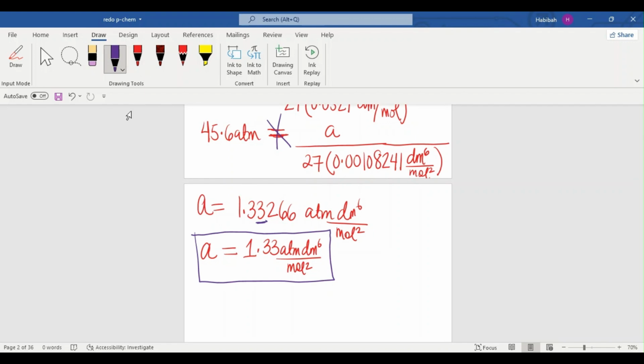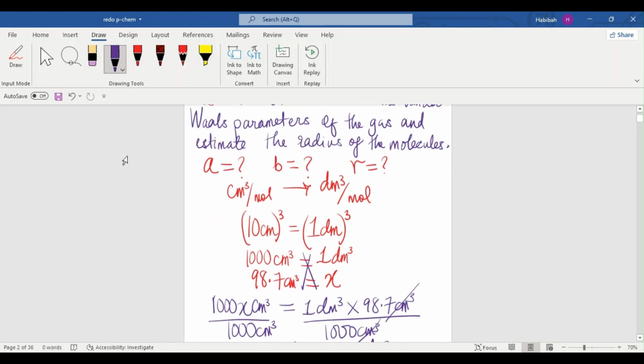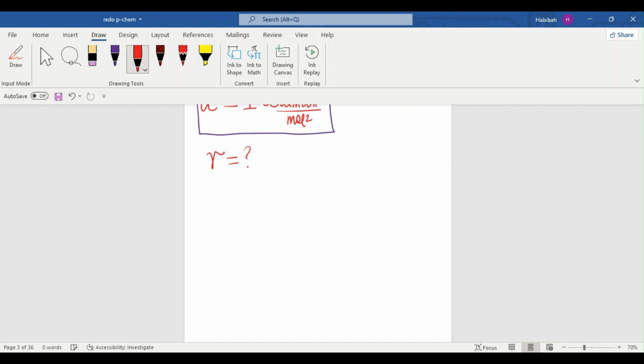Now, we have one more question to go. Remember, we're asked to determine A, B, and R. The first thing to note is this. I'm also going to pull up another formula from the textbook that you need. If you're asked to find the radius of a molecule of a van der Waals gas, you have to use this equation, which is B, the van der Waals parameter for excluded volume, equals 4 times the volume of the molecule times the Avogadro's constant.